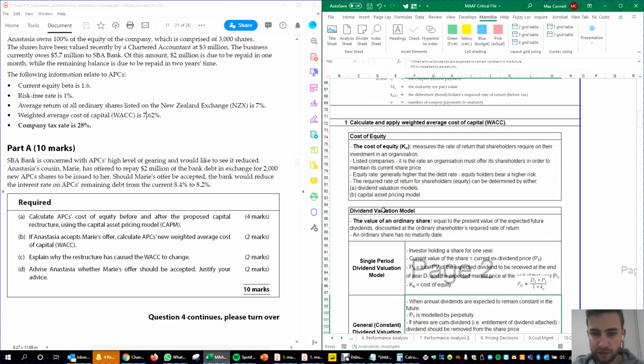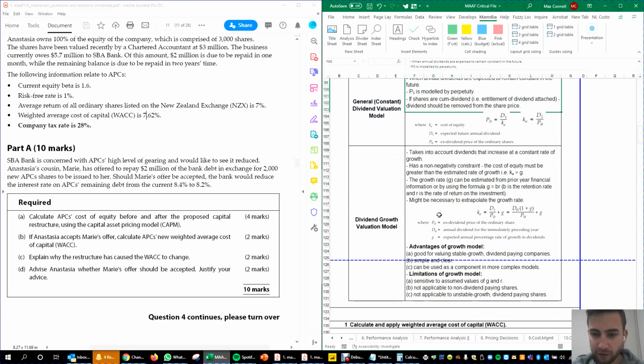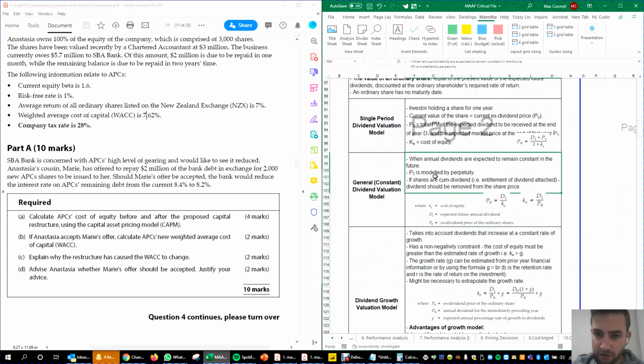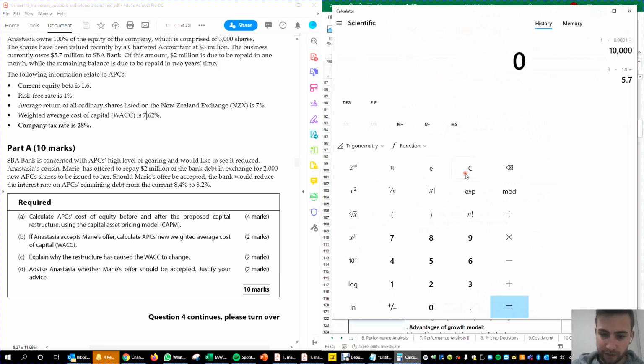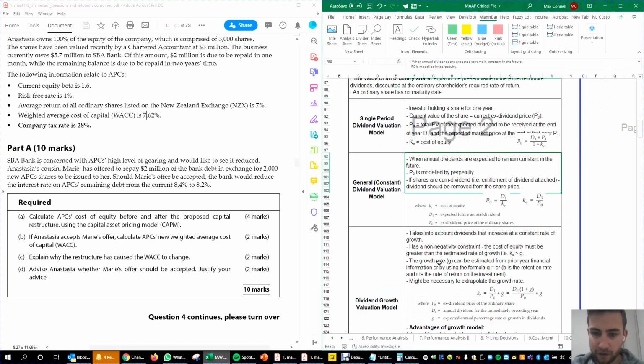If you look in these dividend valuation formulas, which are in the same chapter, a little bit further down in the notes, you can see that the value is equal to the expected future annual dividend divided by the cost of equity. So if we do a quick sum in our calculator and say 1 divided by a really small number, because we're actually reducing our equity, look what happens. We're going to get a really big number. So reducing our WACC increases the value of our shares.